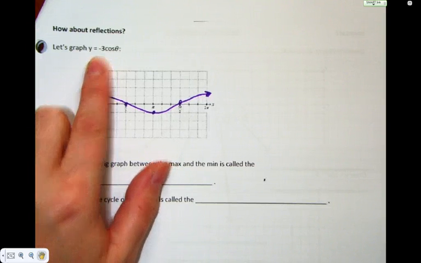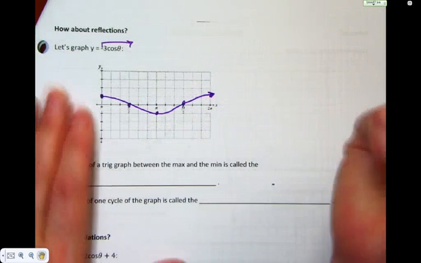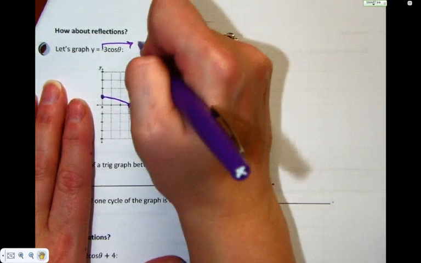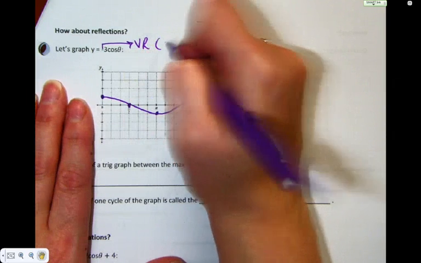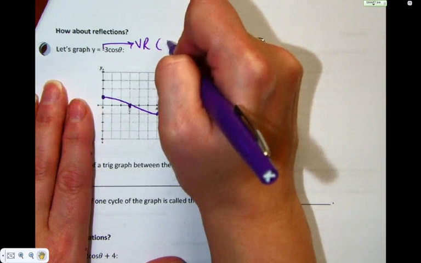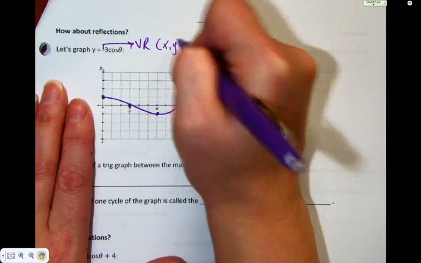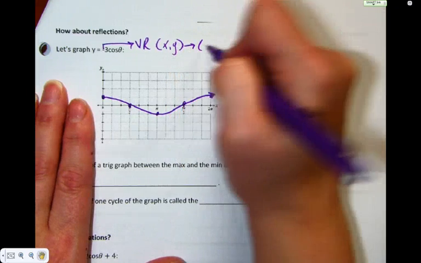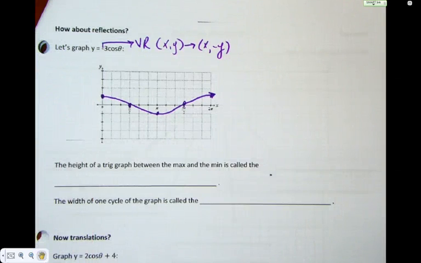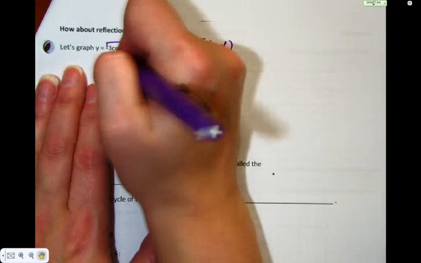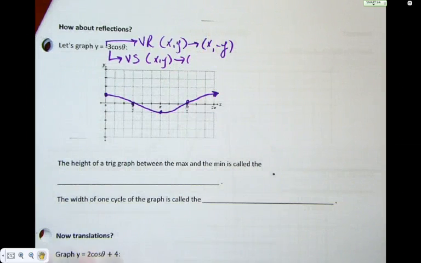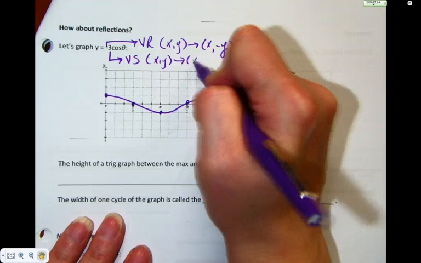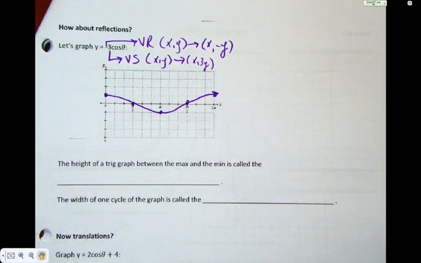Okay, left to right. What's the negative? Negative is a vertical reflection, the mapping, perfect. And then what's the 3 going to be? Vertical stretch. XY goes to. And what's the order we do them now? That's way easier.